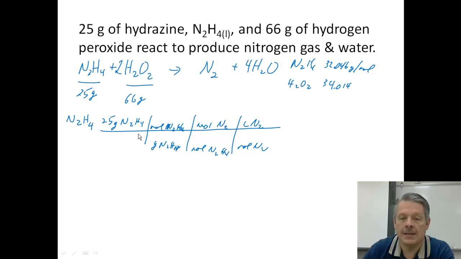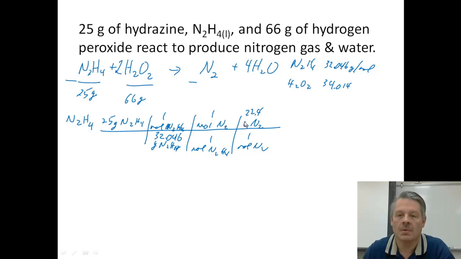Right? So that one's pretty easy. 1 mole of N2H4, we figured out already that it weighs 32.046 grams per mole. And my relationship between hydrazine and nitrogen gas is 1:1. And my relationship of moles to liters is 22.4. Alright, so if I work that problem out, I'll find out that this gives me 17 liters of N2.